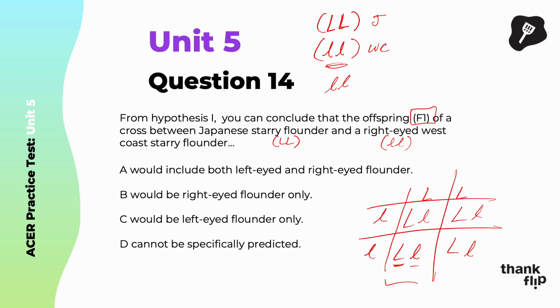So over here, all of our offspring, this is our F1 population, all four of them, share the same genotype, and that's capital L and lowercase l. And because we have one capital L here and we know how dominant alleles function, all of these are going to have the phenotype associated with the capital L, and that is left-eyed. Okay, so that means that our answer option is C. They're going to be left-eyed flounders only.